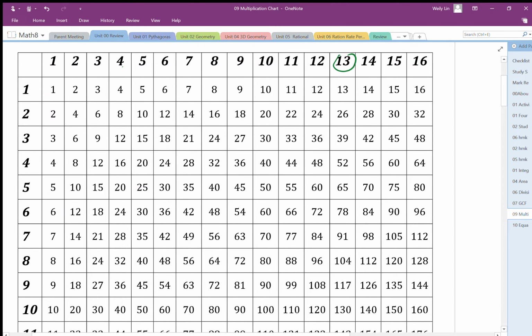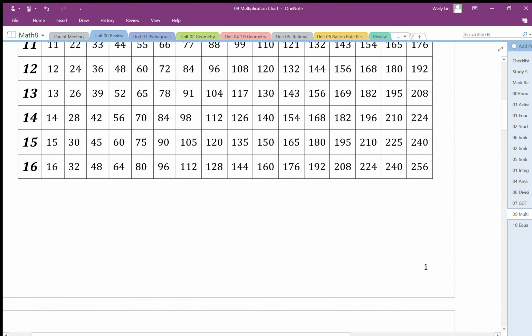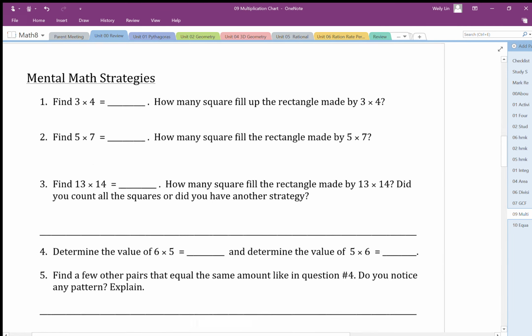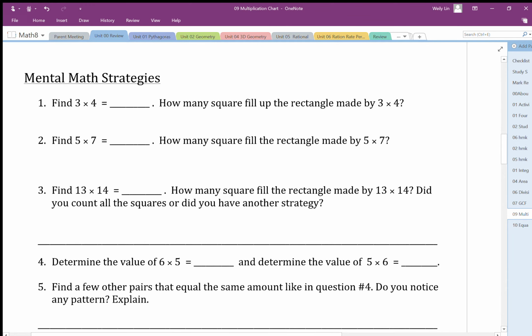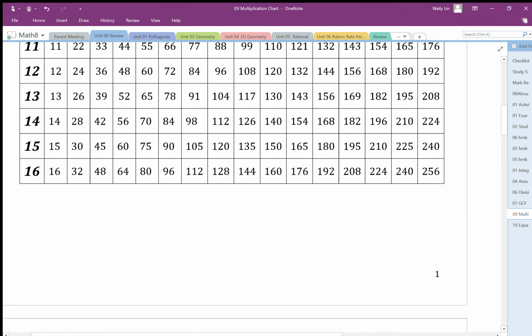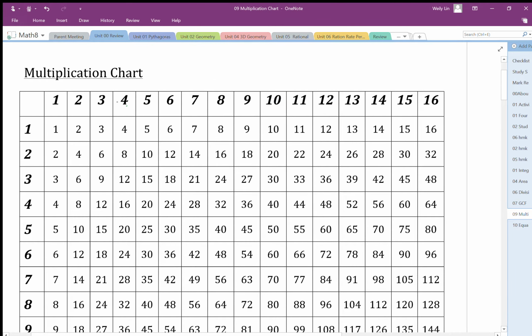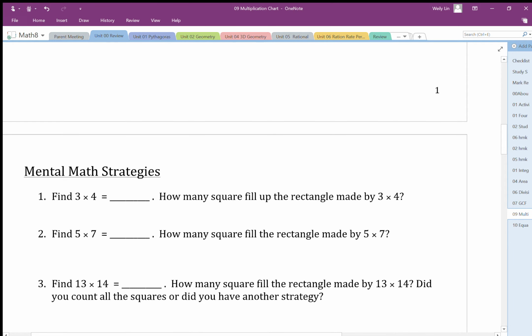So let's look at some of these properties of this multiplication chart. Okay, so we can look at our 3 times 4. If I go to my 3 times 4 on my multiplication chart, 3 times 4 gives me 12. And I can see that there's 12 squares that make up this area. Remember, our length times width equals area. So 3 times 4 equals 12, and we have 12 squares that make up that area in the top left-hand corner.